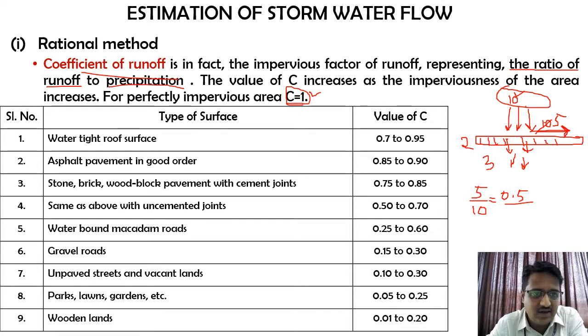Now let us check out for various types of surfaces what the value of C will be. First one is watertight roof surface. So here it will be 0.7 to 0.95. You might ask me, watertight roof surface is usually made up of concrete, RCC, right? So still then why are we taking 0.7 to 0.95? The reason is whether proper slopes have been given to those roof surfaces, yes or no.